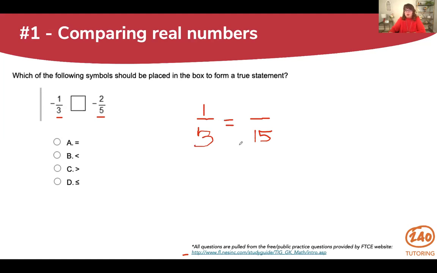Now again, I'm drawing with my mouse, so be patient with that little lag there. We're looking at 3 times what would give us 15, and that would be 5. So if we multiplied by 5 on the denominator, we're going to multiply by 5 with the numerator, and 1 times 5 is 15. No, 1 times 5 is 5.